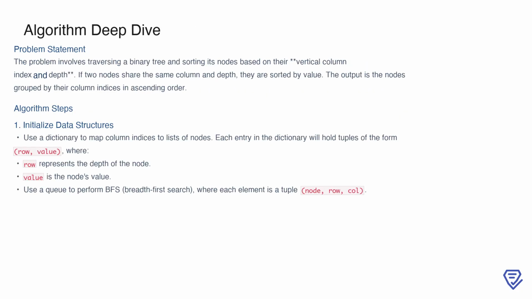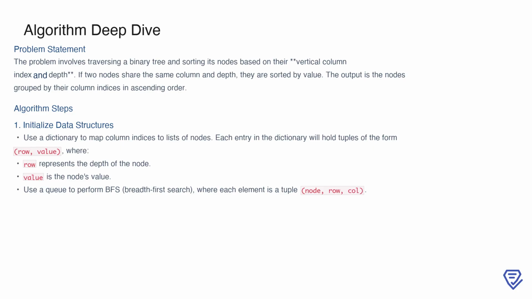The goal of this problem is to traverse a binary tree and organize its nodes based on their vertical column index and depth. Essentially, we're grouping nodes that align vertically, and within each vertical group, we sort them first by their depth and then by their value if there's a tie. For instance, nodes at the same depth but in the same vertical column need to be ordered numerically by their values. The final output will be a list of node values grouped by their column indices, arranged in ascending order.